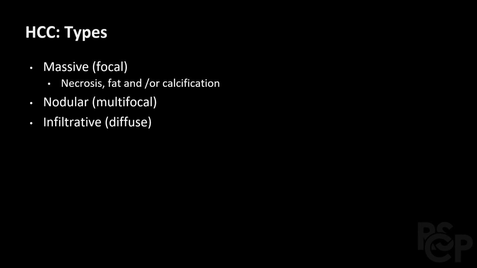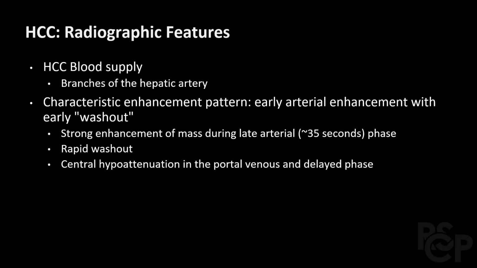There are three main types of hepatocellular carcinoma. The first is massive or focal, which usually has necrosis, fat, and/or calcification. The second is nodular or multifocal, which usually includes multiple masses of variable attenuation. They may also have central necrosis. The third is infiltrative or diffuse.